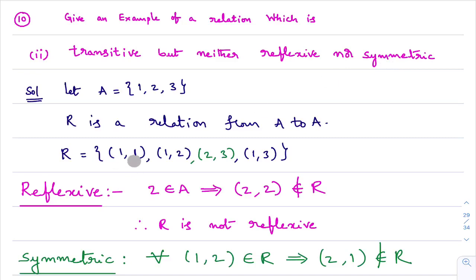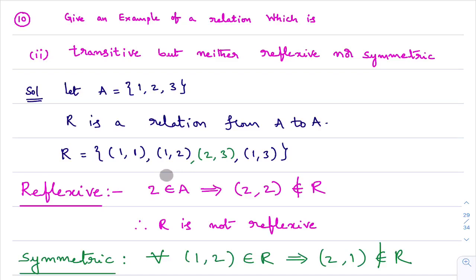See here, ordered pair 1, comma 1. I already discussed in earlier problems. For the ordered pairs 1 comma 1, 2 comma 2, 3 comma 3, A comma A, these ordered pairs always satisfy symmetric property.